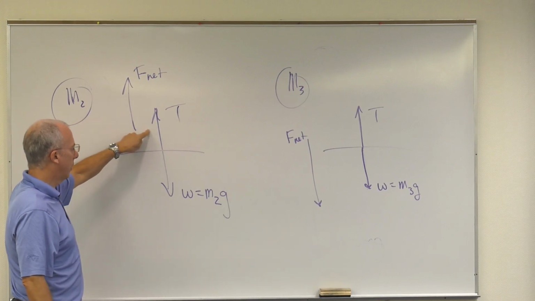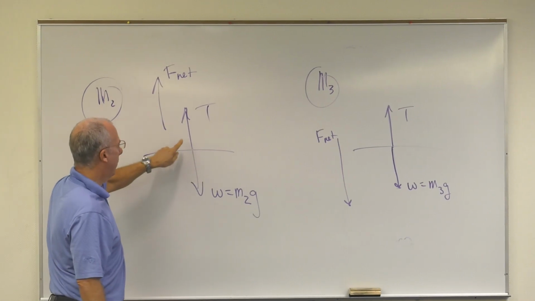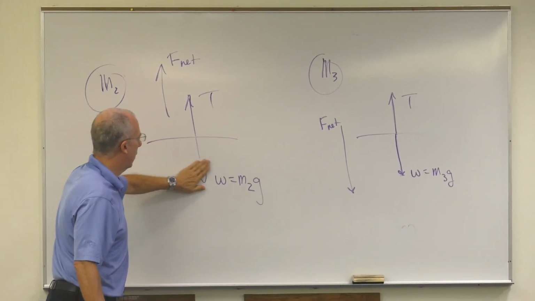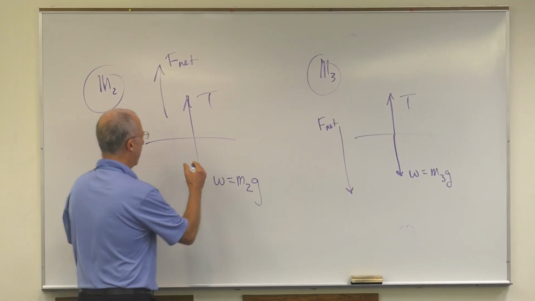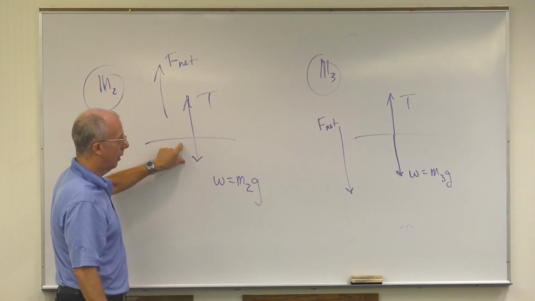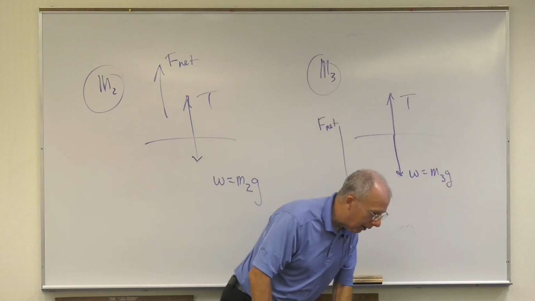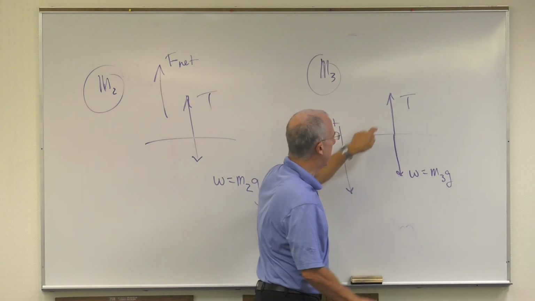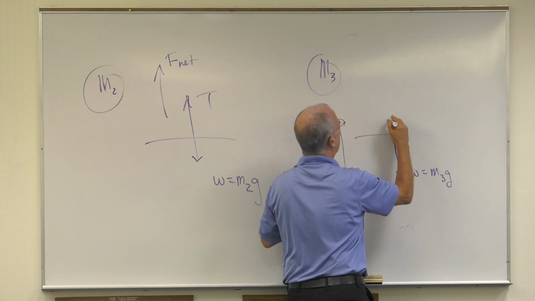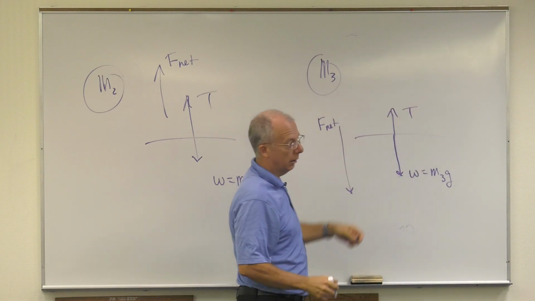So which is greater, the tension or the weight? Well, if the net force is greater that way, that means the tension has to be greater than the weight, right? So this magnitude is bigger than this magnitude. Now here, it's accelerating this way, so that means the weight has to be greater than the tension. So now the weight is bigger than the tension.